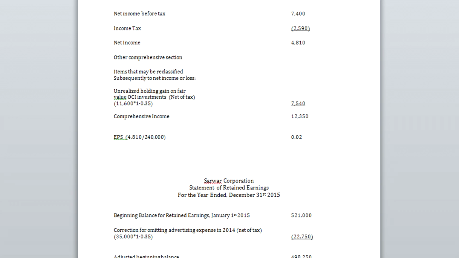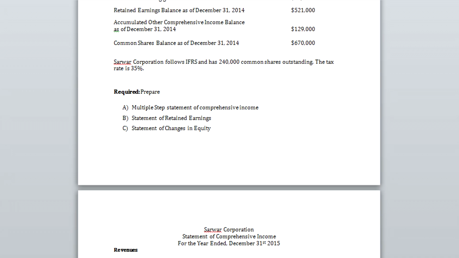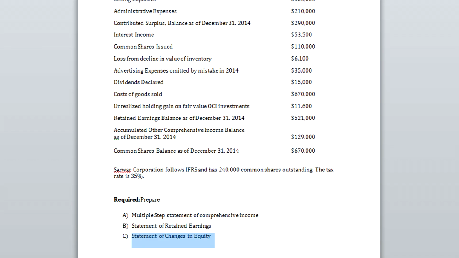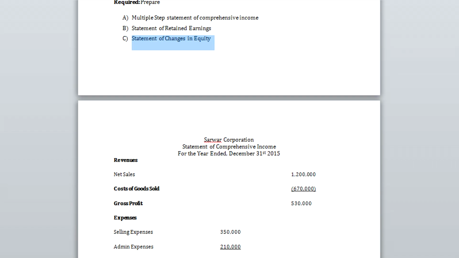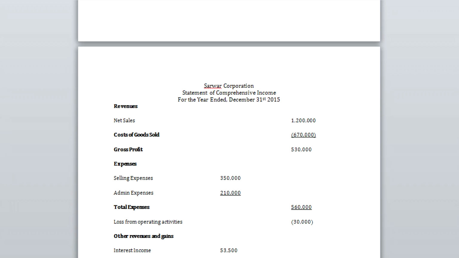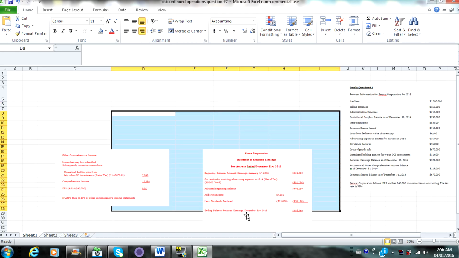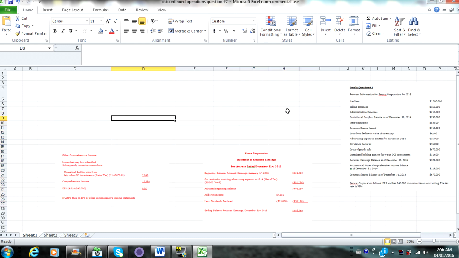Now, the very last thing that the question is asking us to do is prepare a statement of changes in equity. The statement of changes in equity is more of a horizontal statement and one that is not easily prepared in Microsoft Word, as with these income statements I've been doing. So I'm actually going to hop into Excel and we're just going to do it there. Okay, so here we are. We are in Excel right now, and what I have is just some screenshots, so we don't have to keep flip-flopping back to Word and to the question.